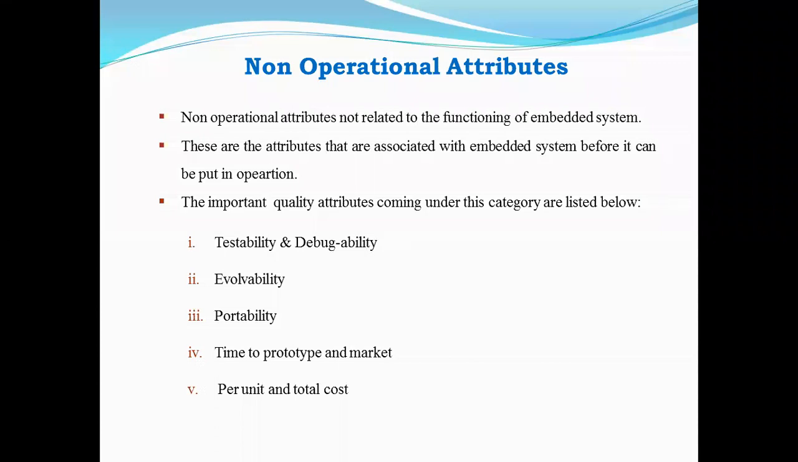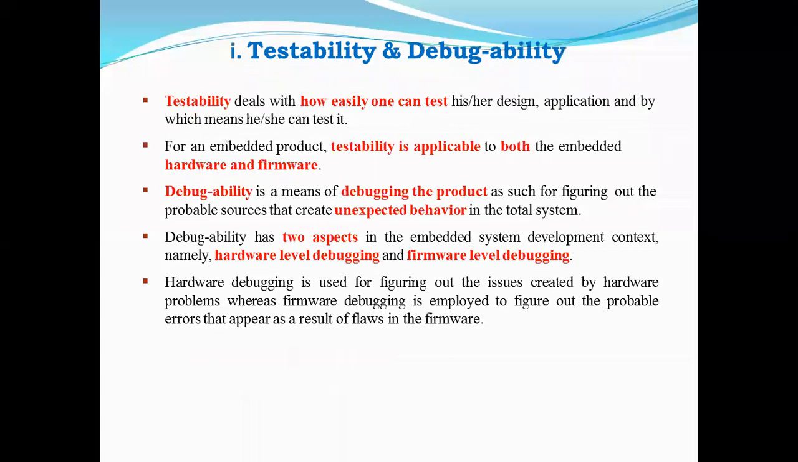So the non-operational attributes basically tell what other attributes you have to take care of before designing the system. The first one is testability and debuggability, then evolvability, portability, time to prototype and market, and per unit and total cost. There are 5 quality attributes to be discussed today. First we will see testability and debuggability.